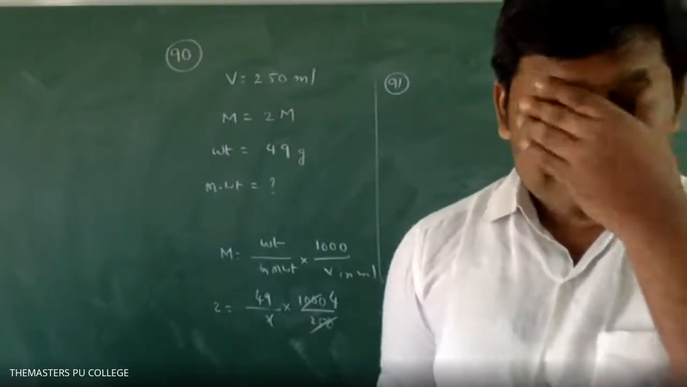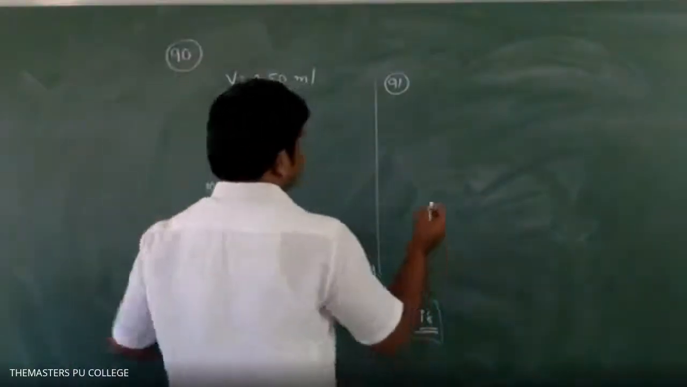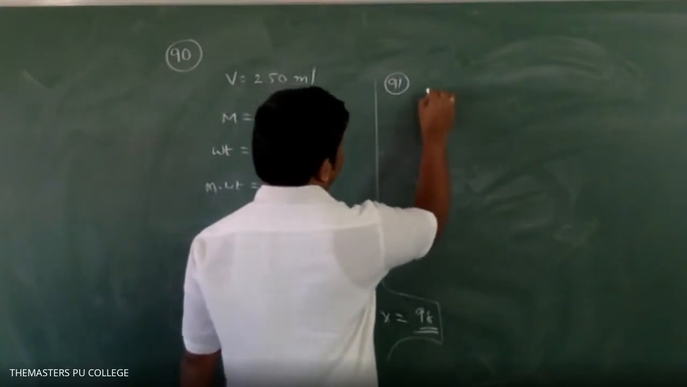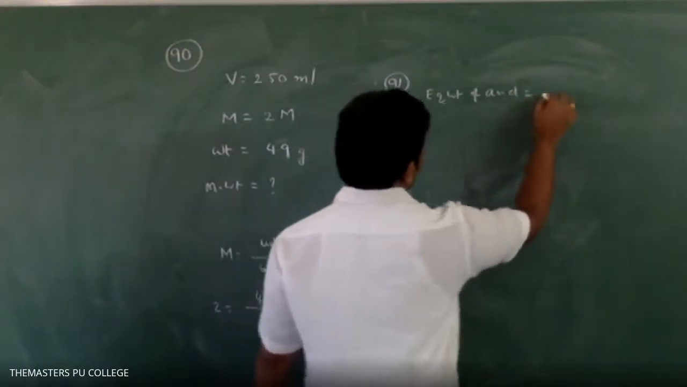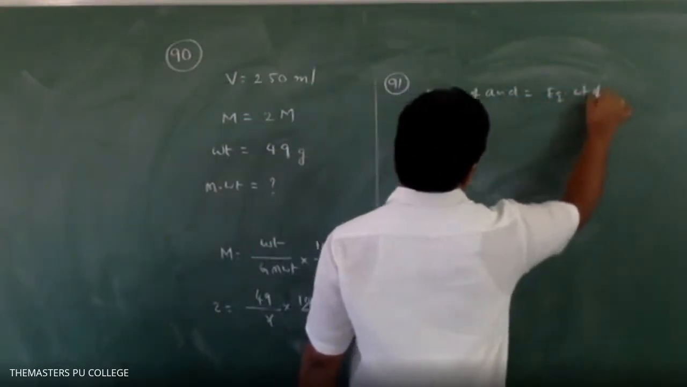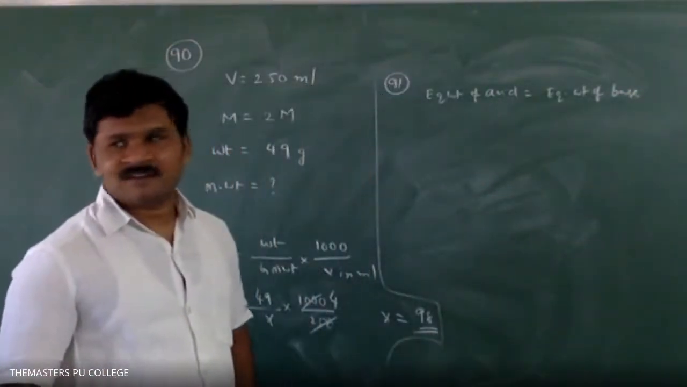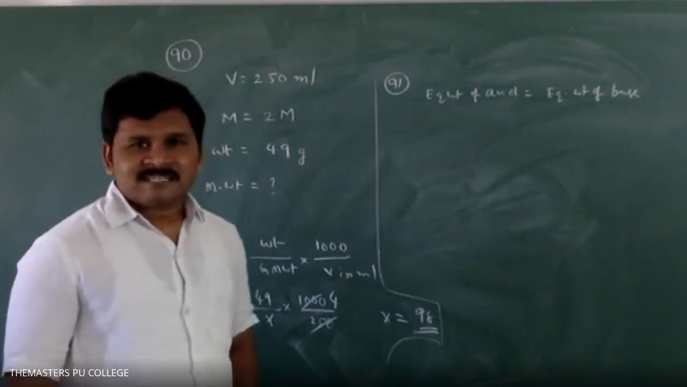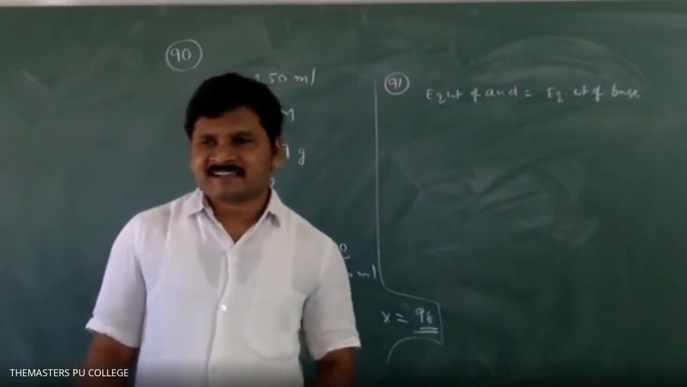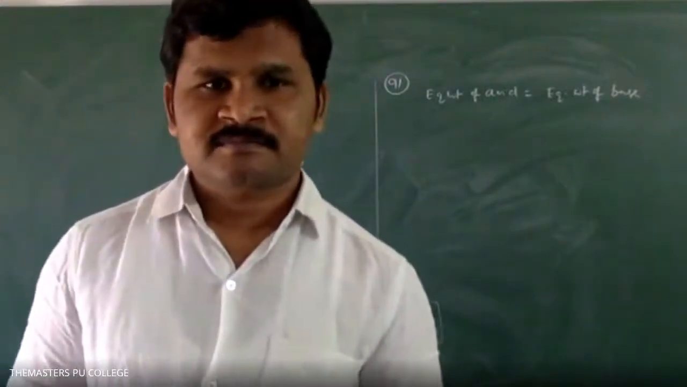We discussed this in equivalent weight. Please remember the formula: equivalent weight of acid is equal to equivalent weight of base. So how to calculate equivalent weight for acids? Molecular weight by basicity. Molecular weight by basicity.